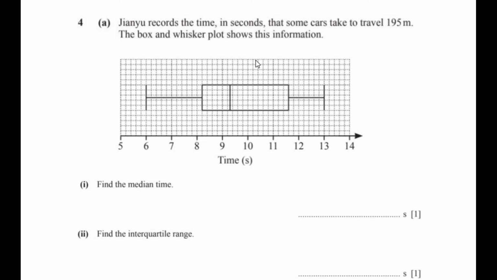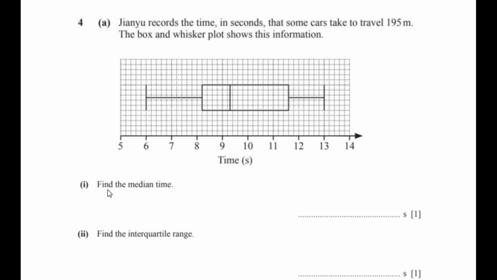Now the fourth question is from Statistics chapter. Jianyu records the time in seconds that some cars take to travel 195 meters. The box and whisker plot shows this information. So here a box and whisker plot is shown, and here the x-axis represents the time. So here it means that a car has taken 6 seconds to travel 195 meters and another car has taken 13 seconds to travel 195 meters, and this line represents the lower quartile, this represents the upper quartile, and the center line represents the median.